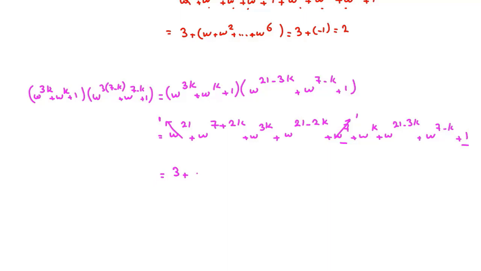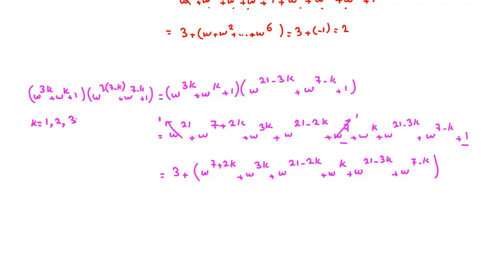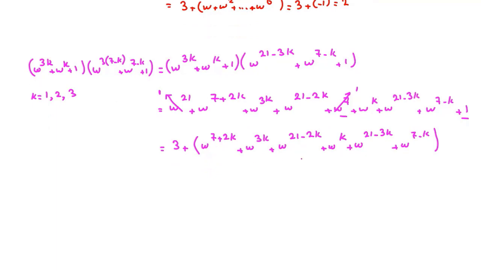The other cases are W^(7+2k), W^(3k), W^(21-2k), W^k, W^(21-3k), and W^(7-k). Look, because we were considering these, we should consider k = 1, 2, 3. Now I want to say that the powers are 1, 2, 3, 4, 5, 6 mod 7: one of them is W, one of them W squared, and so on.